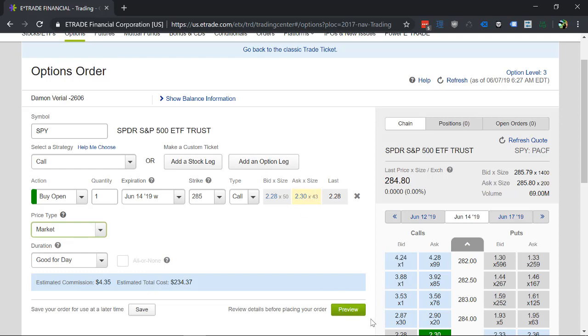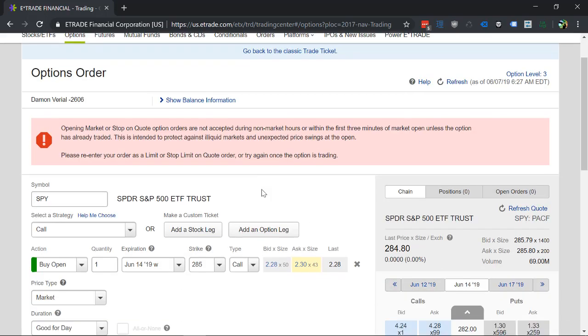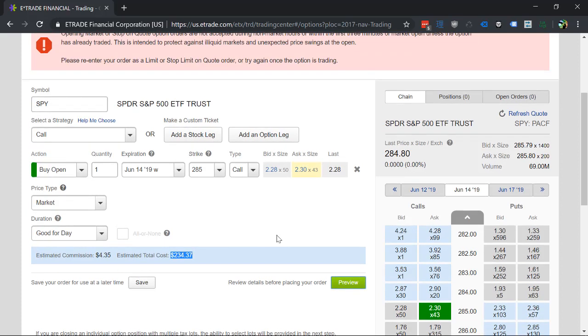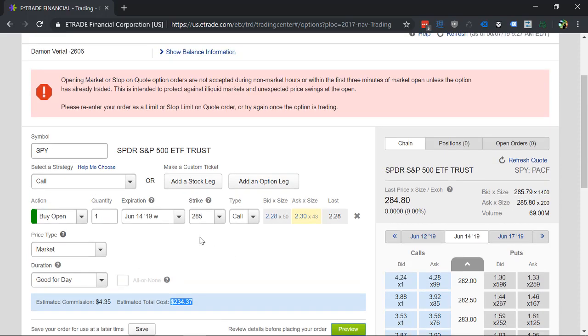Good for the day. You can preview your costs. It shows you the estimated commission you're going to be paying. Mine's probably going to be different from yours. And it's going to give you the estimated total cost. You can click preview, it'll take you to the next page. I'm doing this when the market is closed, so it's not going to allow me to preview. But that's essentially what you're going to do. You're going to bring it to the next page, and you can save that, and you can put the order through. It's as simple as that.